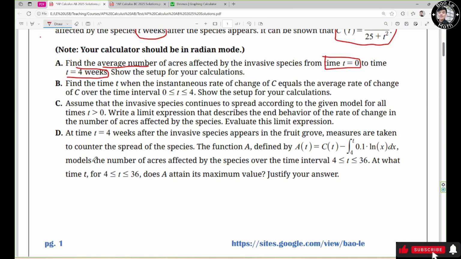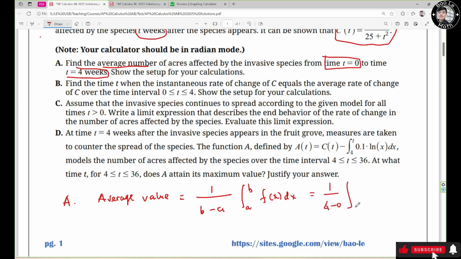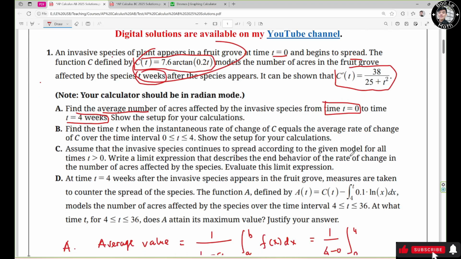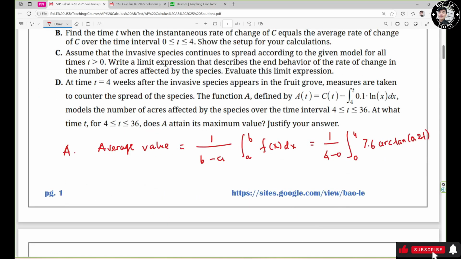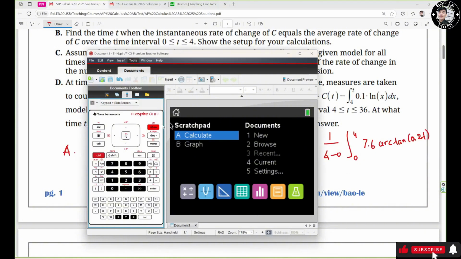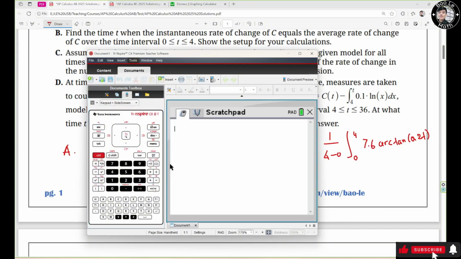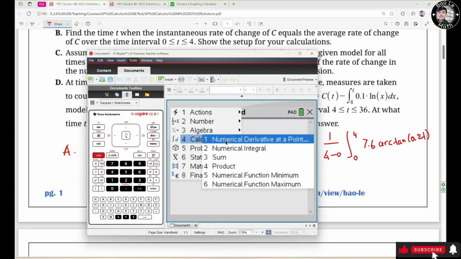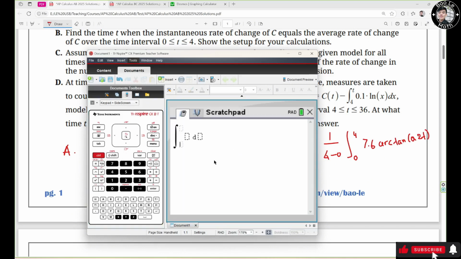So you're going to use the average value formula. You just substitute values: 1 over 4 minus 0, the integral from 0 to 4 of the function C of t, which is given by this one right here, 7.6. Bring up the calculator, hit calculate, then hit menu, calculus, numerical integral. Right here you hit 0, and this one should be 4.